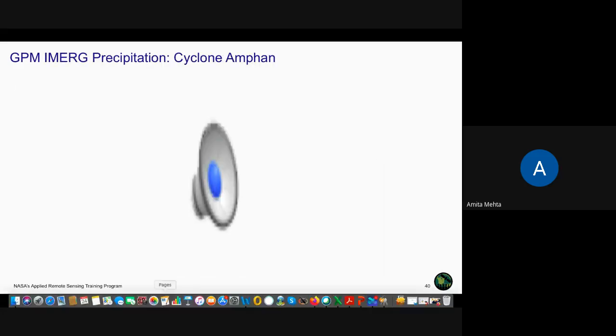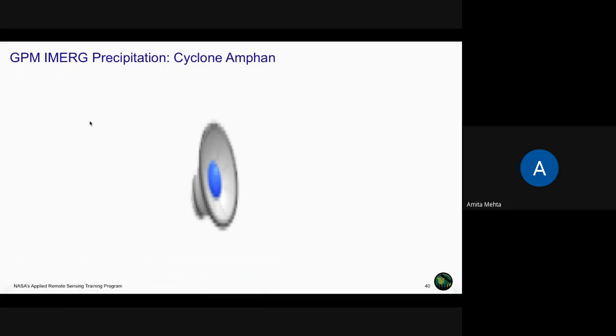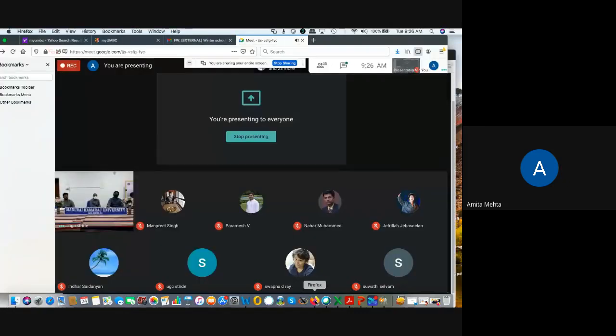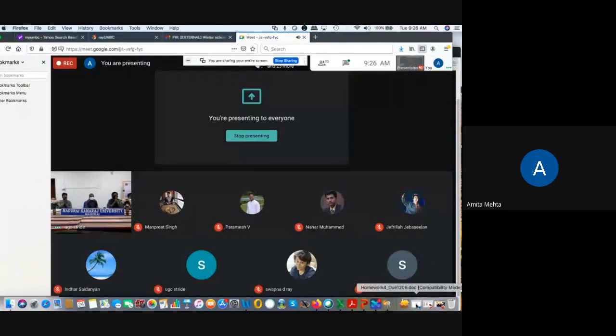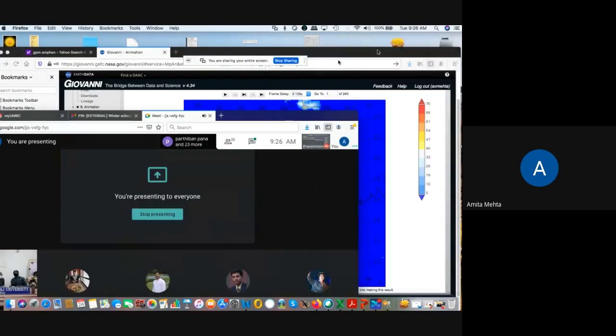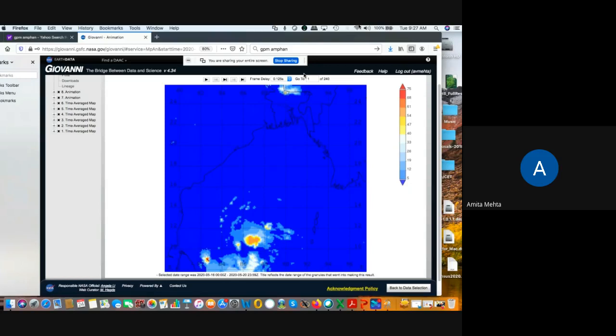And then I want to share, let's see if I can show you an animation of this GPM IMERG. Using this Giovanni tool, you can do animation, and that is what I want to show.